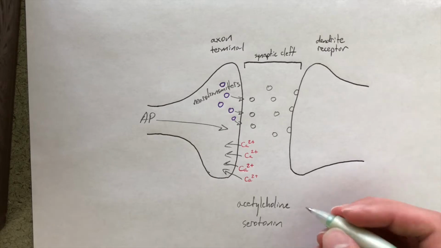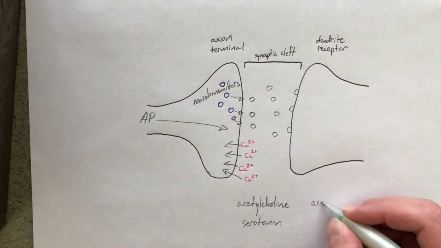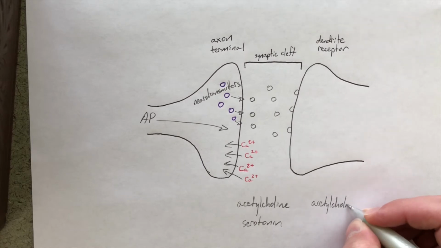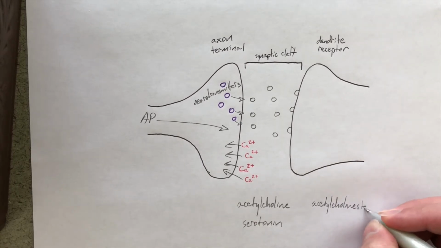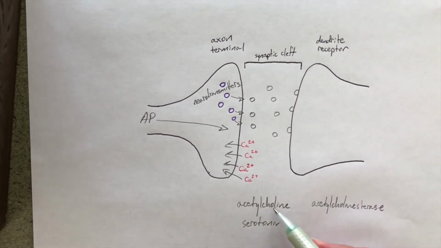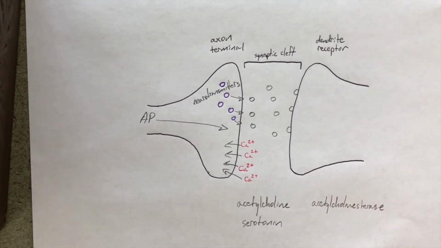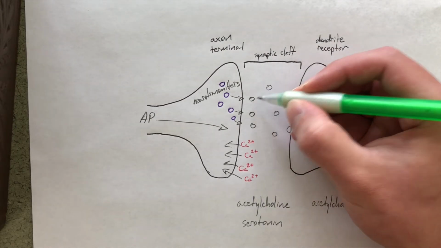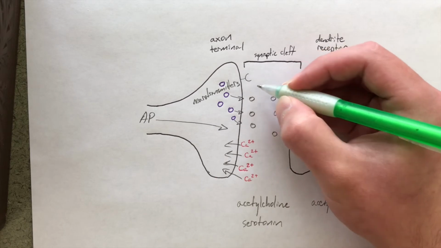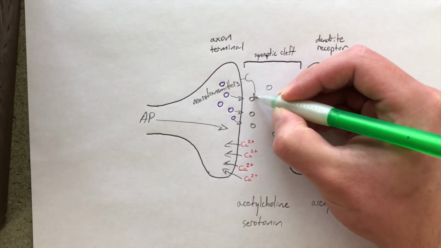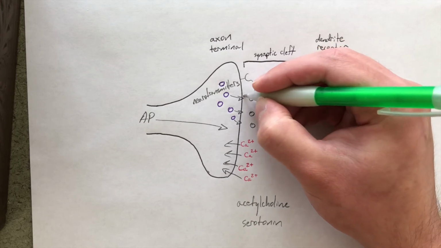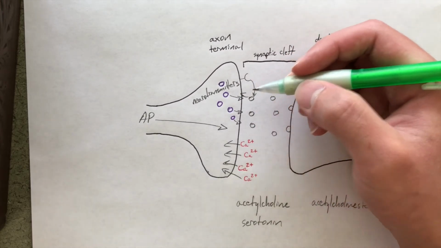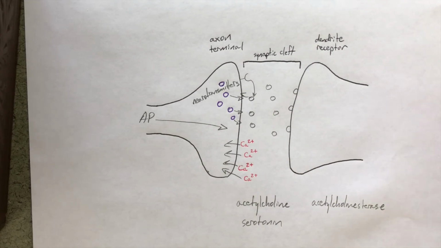And so in the case of acetylcholine, we have this enzyme called acetylcholinesterase, which actually breaks down acetylcholine and removes it from the synaptic cleft that way. With serotonin, we actually have reuptake inhibitors, which in effect, say this molecule here is serotonin. We have these reuptake inhibitors, which actually take serotonin and bring it back into the presynaptic neuron. And so the effect is reuptake into the presynaptic neuron.